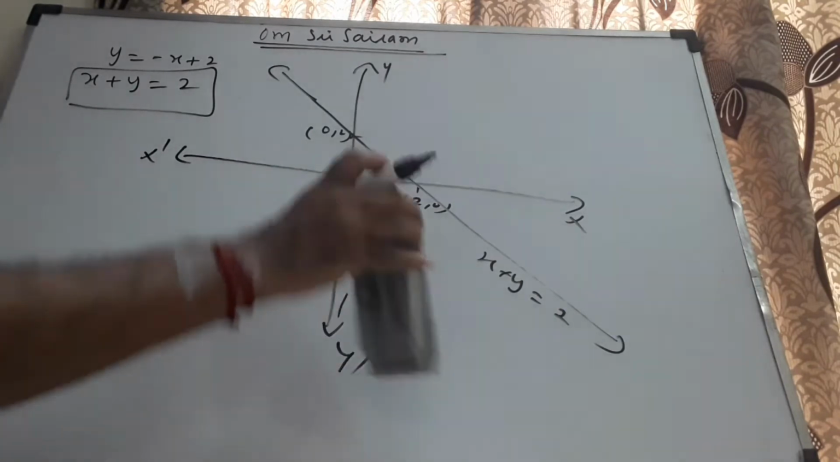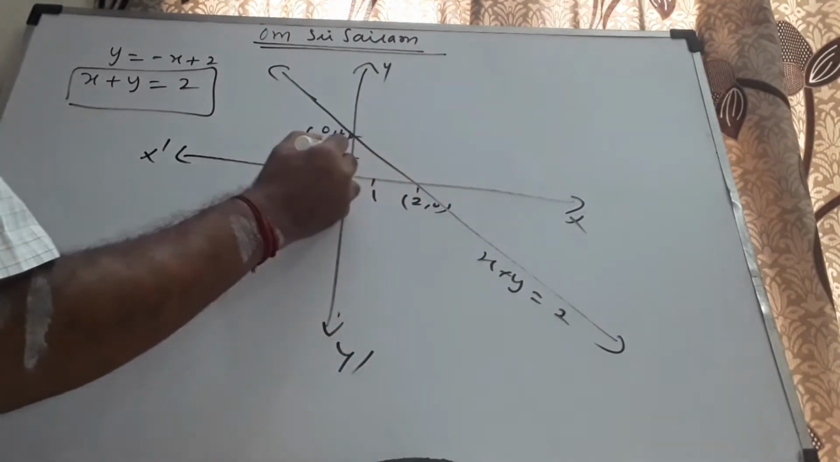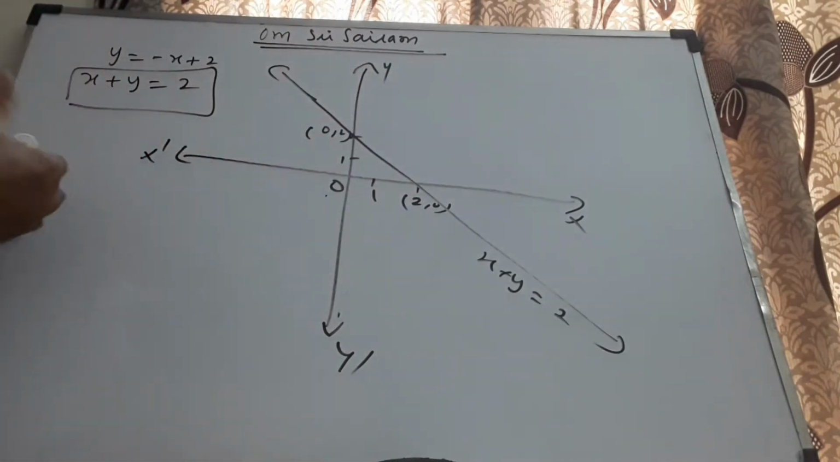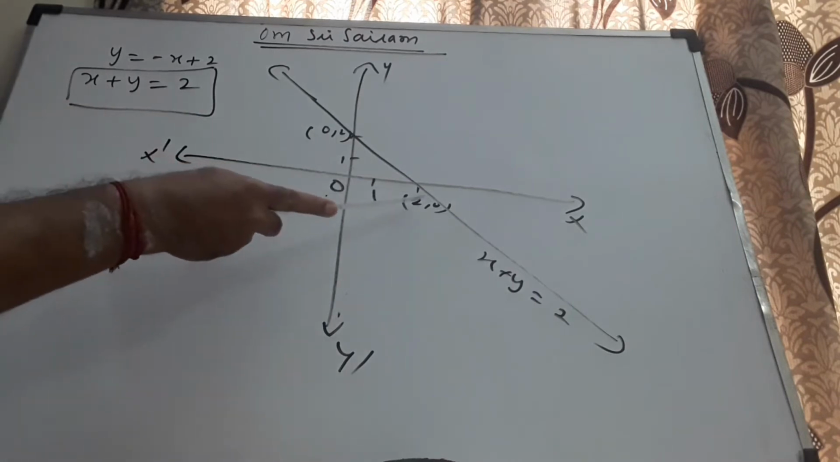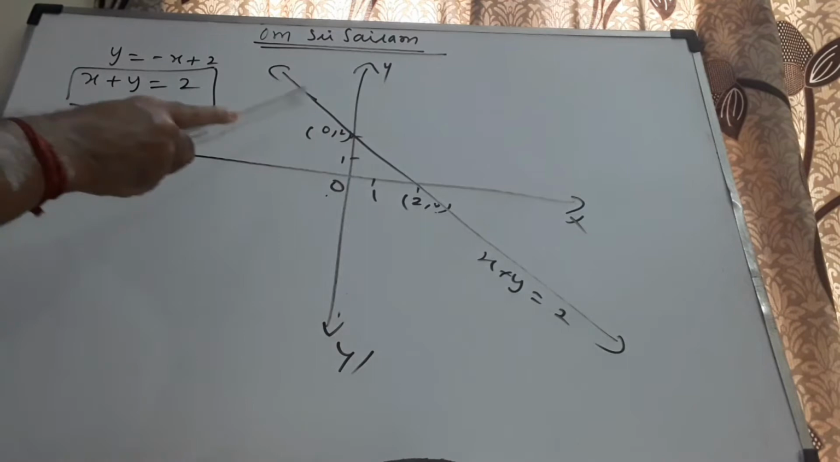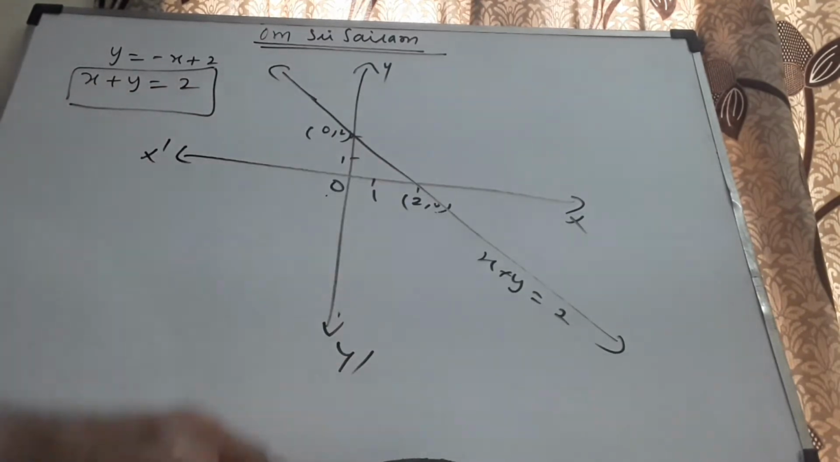This is my x-axis. This is my y-axis, my origin. This is 1, 2 on the positive directions of the x and y-axis respectively. I have just taken y is equal to minus x plus 2, or x plus y is equal to 2. When y is 0, x is equal to 2. It passes through (2, 0). When x is 0, y is 2. Therefore, it passes through (0, 2). Therefore, it is the straight line x plus y is equal to 2.